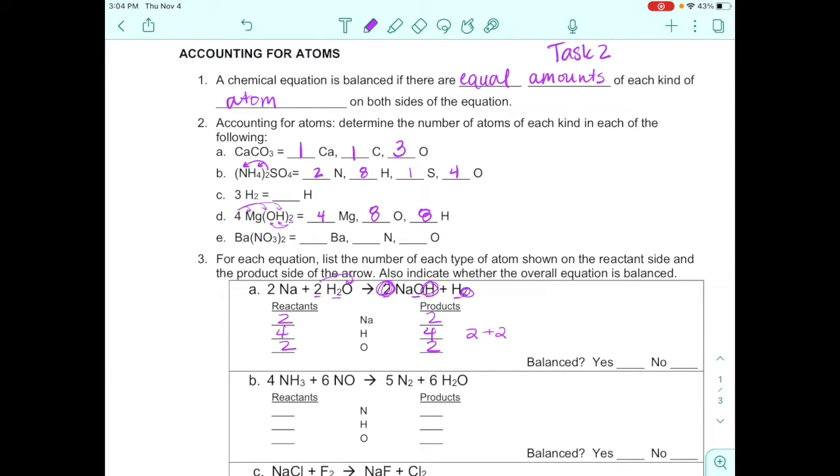So then to see if it's balanced, you just want to make sure everything matches. So 2 sodiums in the reactants and in the products, yes. 4 hydrogen in reactants and 4 in the products, yes. Oxygen, 2 reactants, 2 products, yes. So that equation is balanced.